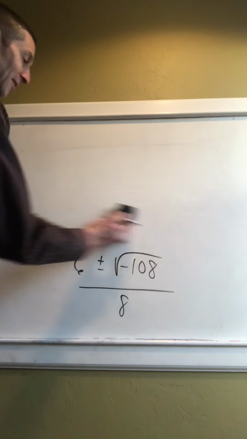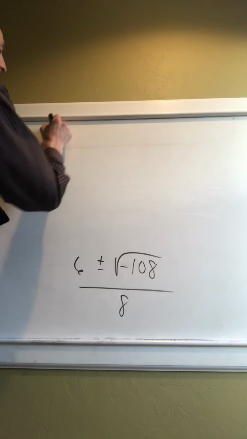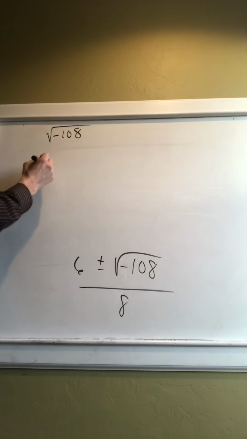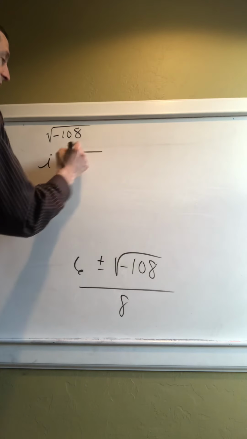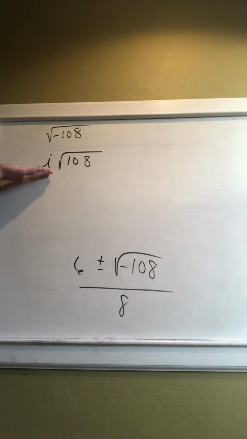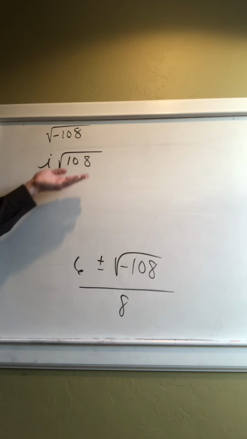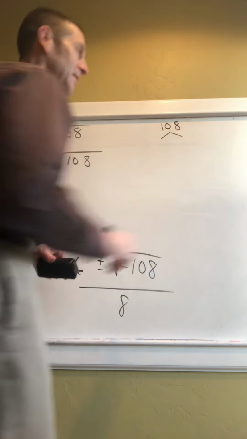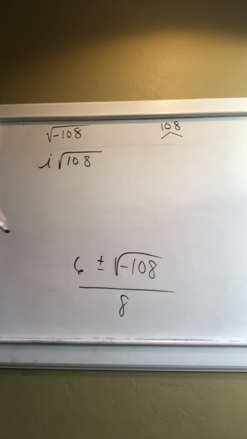All right, so we have in front of us a negative 108. Taking care of the negative sign, we represent it with an i value. Oh my gosh, the 108 is horrible. So we've got to grab the 108 and start that factor tree way over here.